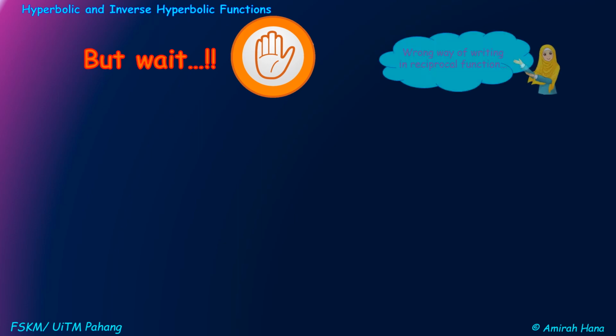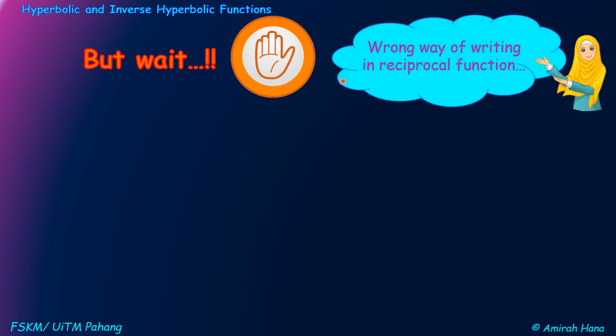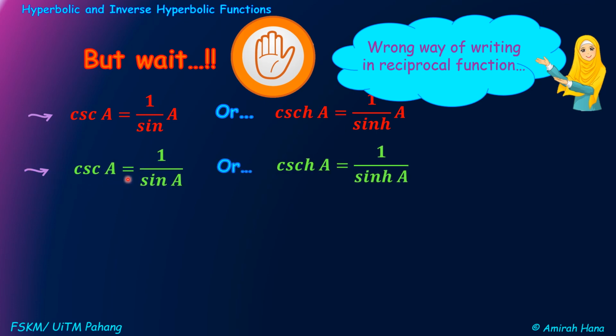But wait! Now we look at the wrong way of writing reciprocal functions. Some students tend to write like this. Cosec A equals 1 over sine, and then they put A here. Or cosec A equals 1 over sin, and then they put A here. The correct way is cosec A equals 1 over sine, and we must put A beside sine. Or cosec A equals 1 over sin, and we put A beside sin.